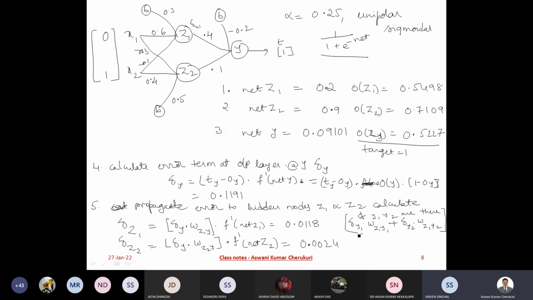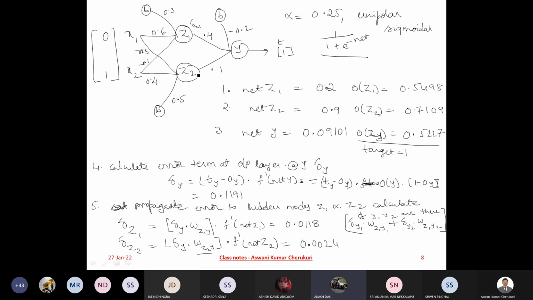0.00024. Okay, sir, in the delta Z2, delta Y will be 0.1191. W Z2Y will be like 0.1, right? Exactly, I have it written here. Yes, W Z2Y is this one, the connection between Z2 and Y.